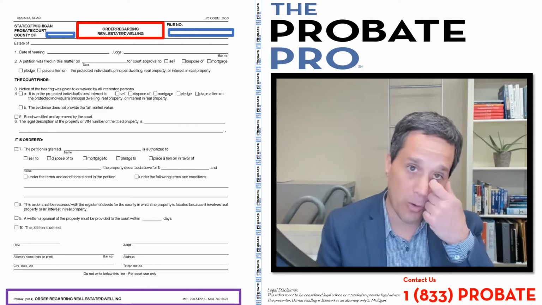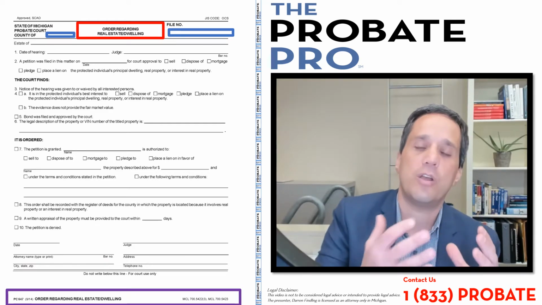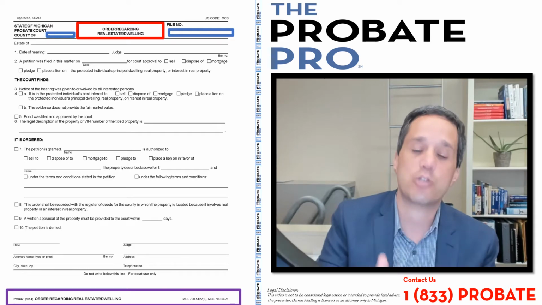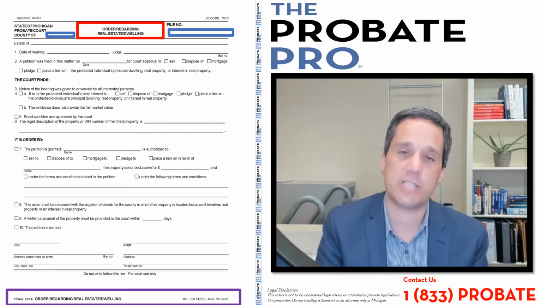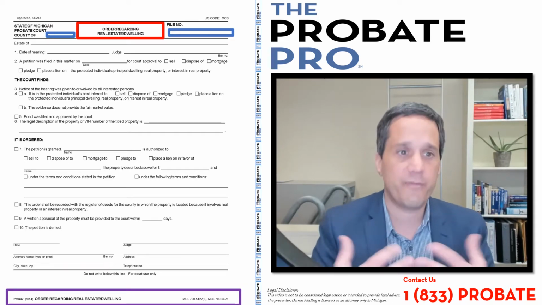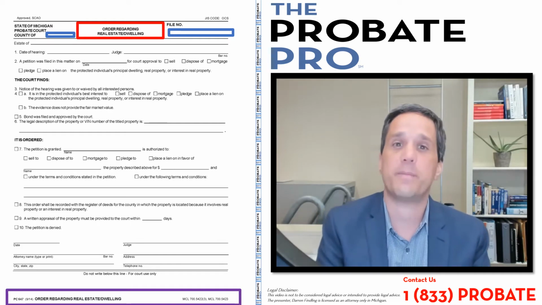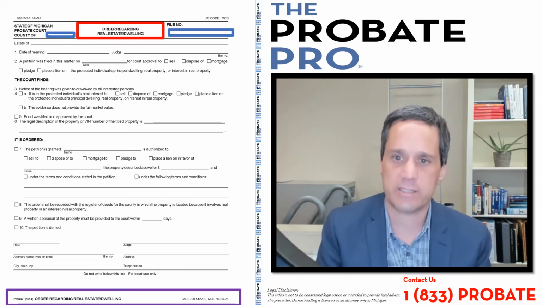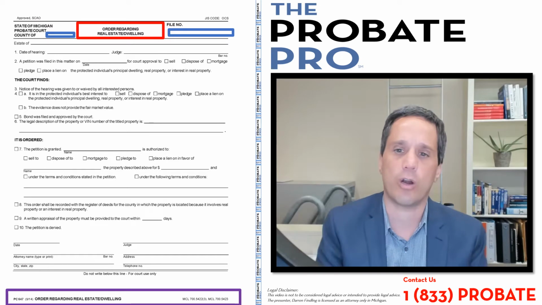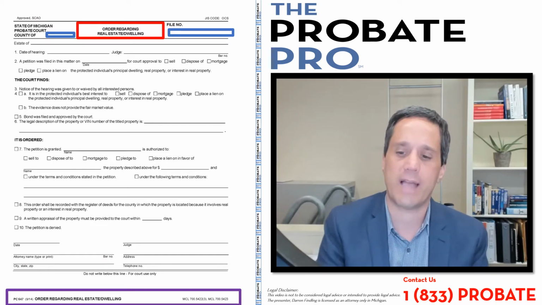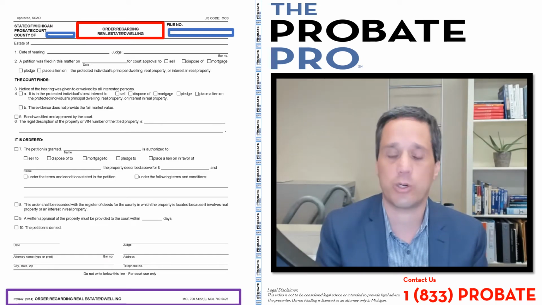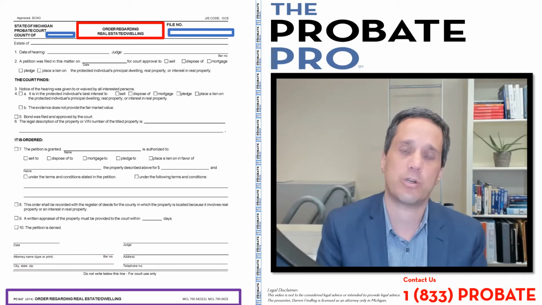Now again, an order is an entry following a petition that has been filed with the court. So before this order would get entered, there would have been a petition regarding real estate. So you'd be asking the court through motion and petition process for a particular request to occur. You'd file that petition with the court.